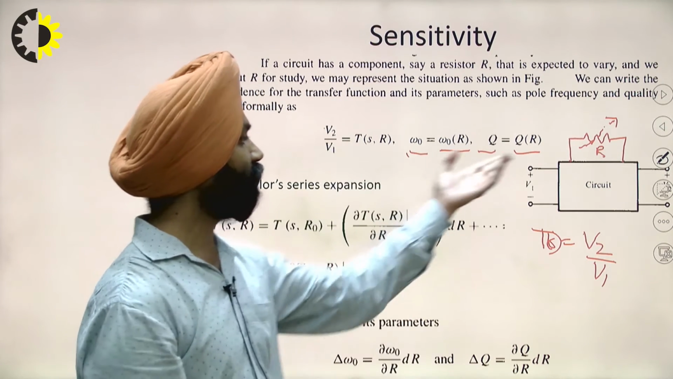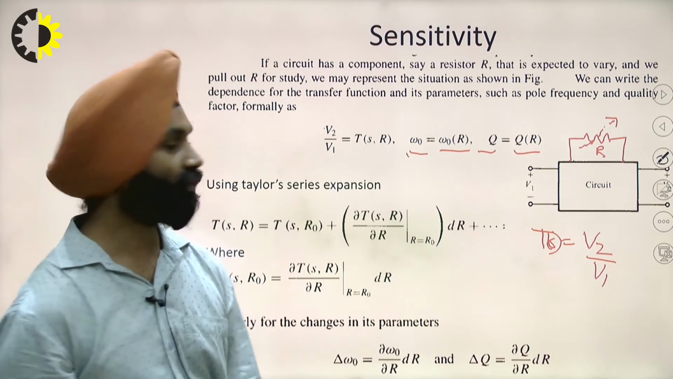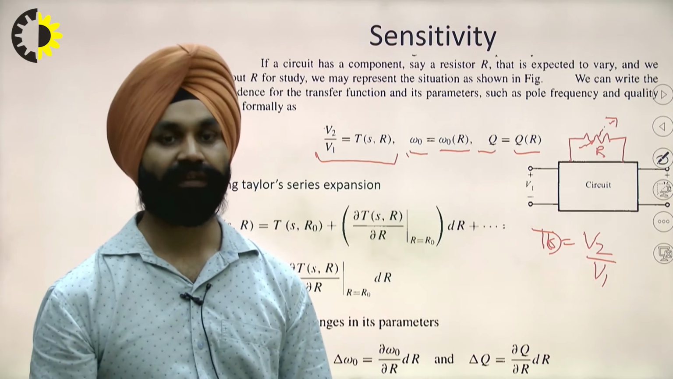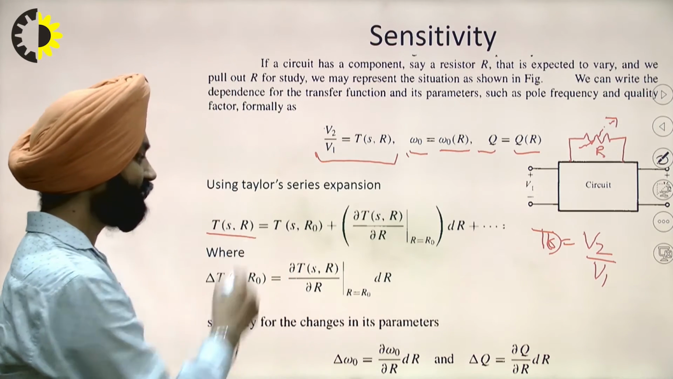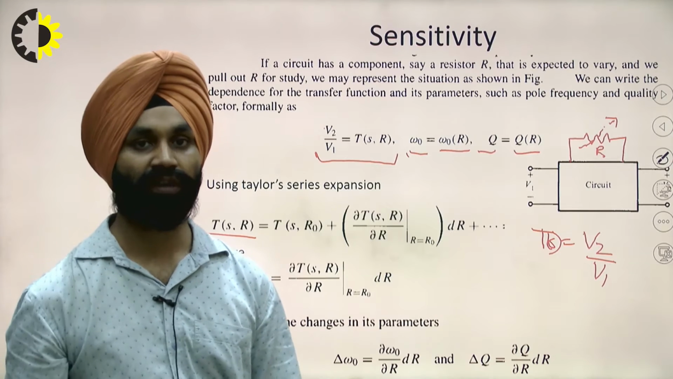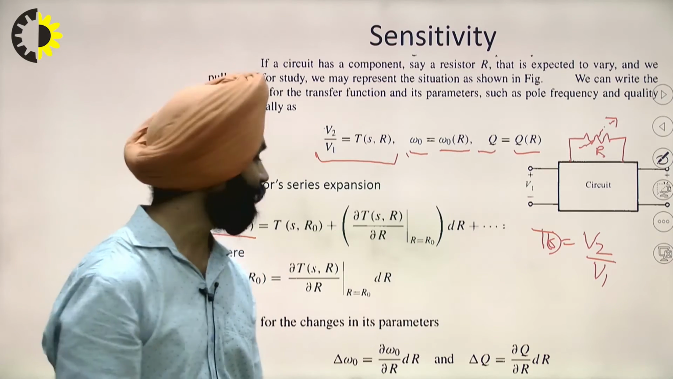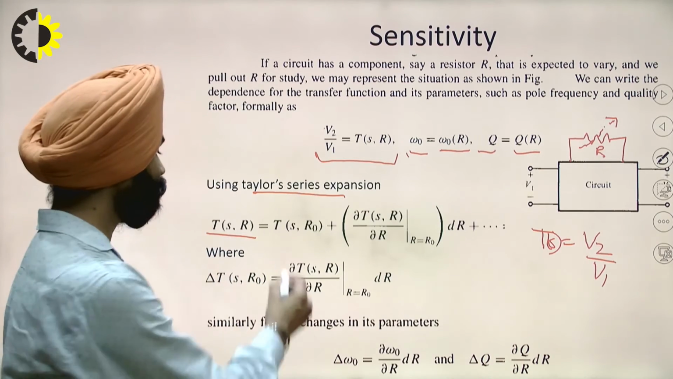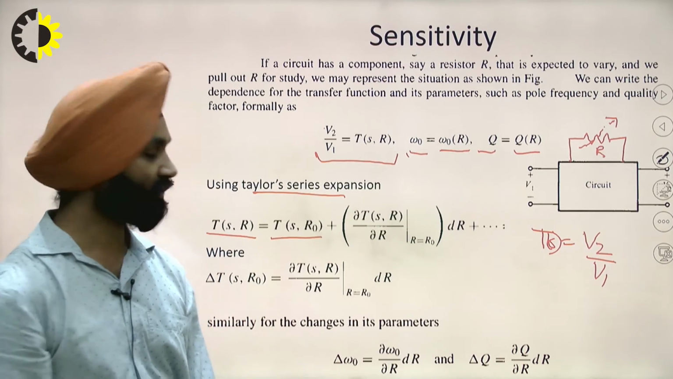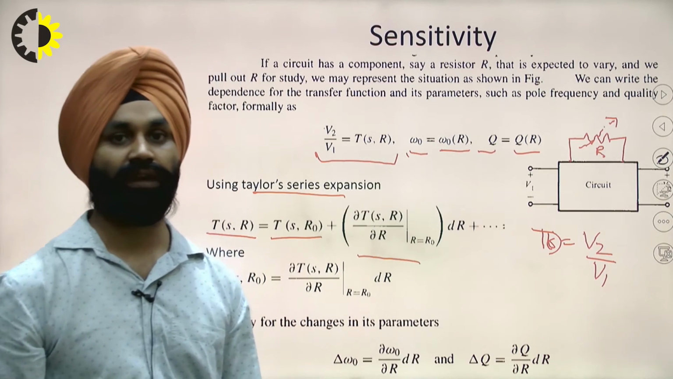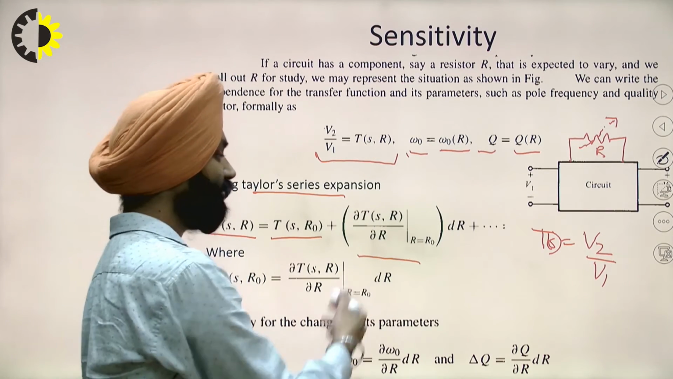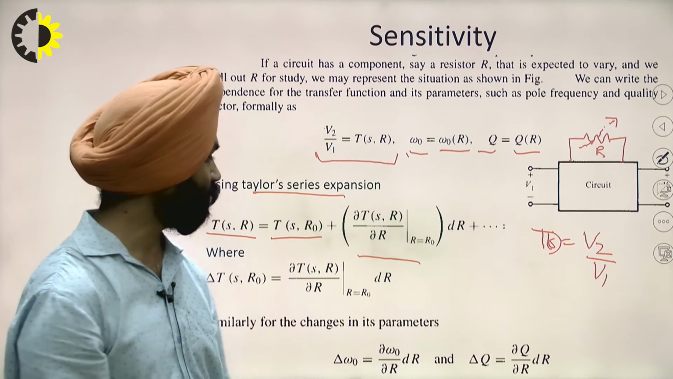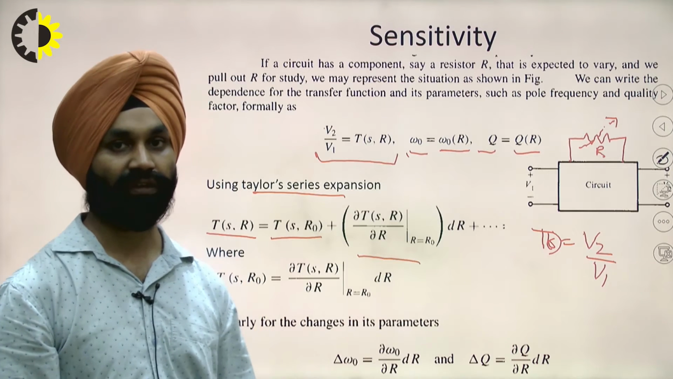So let's take one parameter out of this one. Let's suppose we are taking this transfer function. So I can write the transfer function T(R, s), as R is very small, so variation in R can be given by Taylor series expansion. So I can write in the Taylor series expansion as T(s, R naught) plus the differential of T(s, R) by del R, where R naught is the initial value of R. So this differentiation is at R naught into dR.